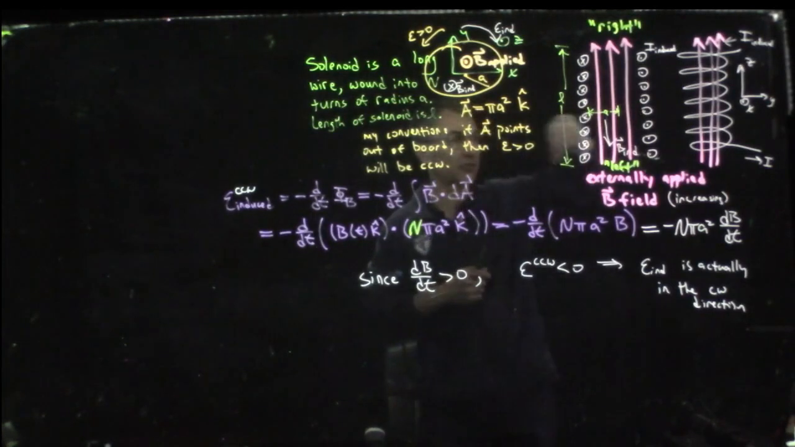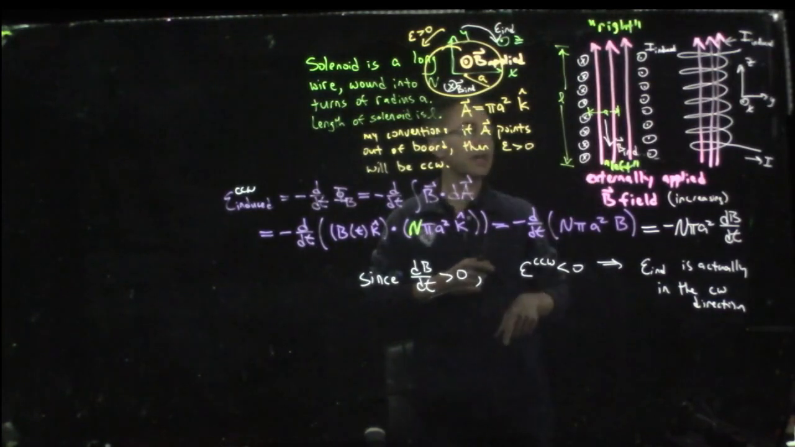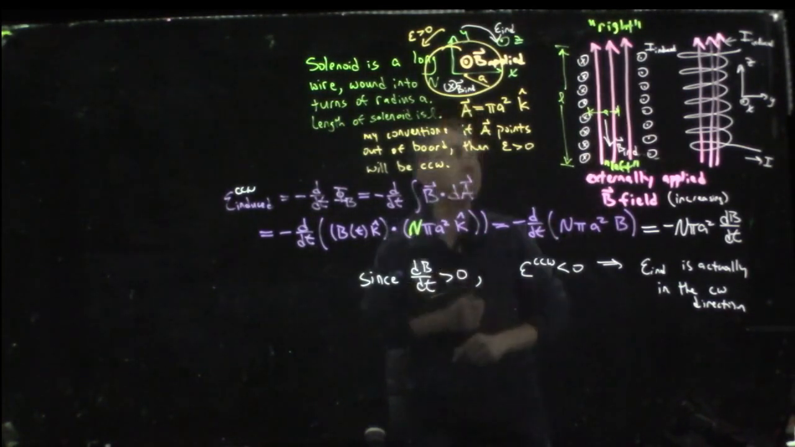So that makes sense. So current going like this into the board over here, out of the board over here, would create a magnetic field that points down. So again, that makes sense that the induced current goes in the sense that produces an induced magnetic field which is opposite the externally applied magnetic field.